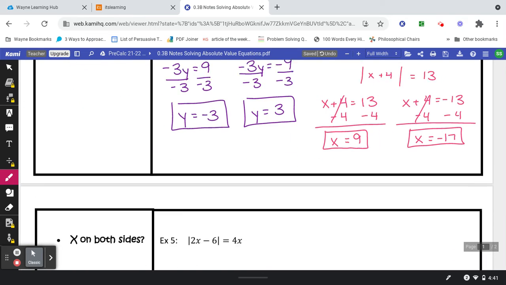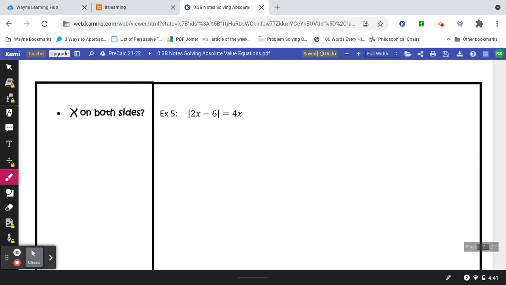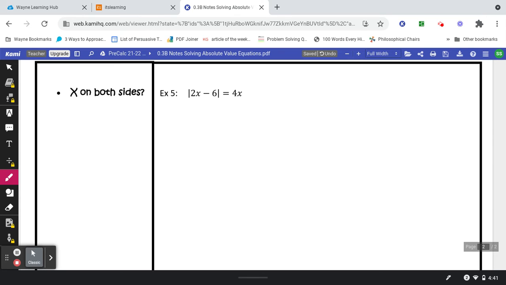On the back side, we have something just a little bit different. Notice for example 5 and 6, there is an x on both sides of the equal sign. We start the problem the same, setting it up, setting 1 equal to the positive version, positive 4x, and 1 equal to the negative version, so negative 4x.